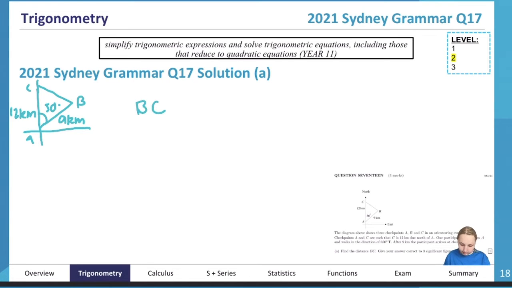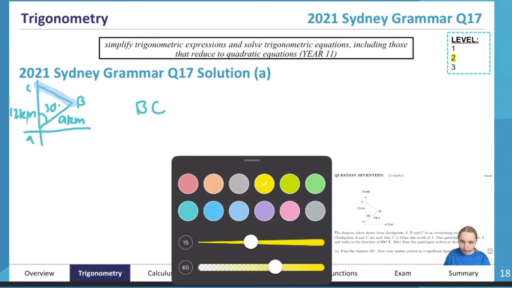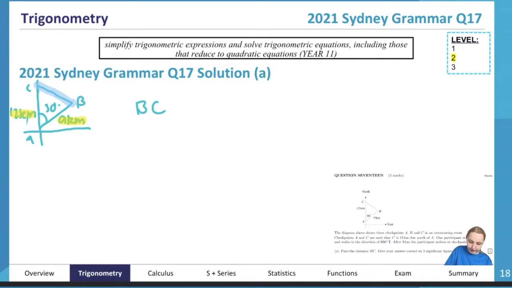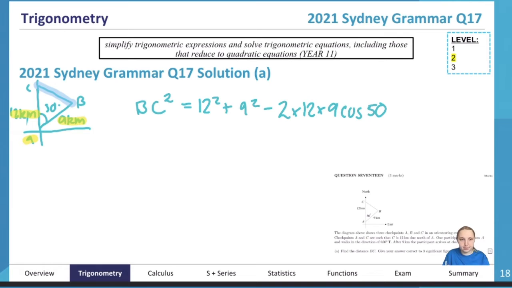What we know here is that if we are being asked to find this distance, we have been given 2 sides and an angle. Having 2 sides and an angle is a key giveaway that we're going to be using the cosine rule. So here BC squared is going to be equal to 12 squared plus 9 squared minus 2 by 12 by 9 cos 50 degrees. Once we've done that, all we have to do is pop that into our calculator.